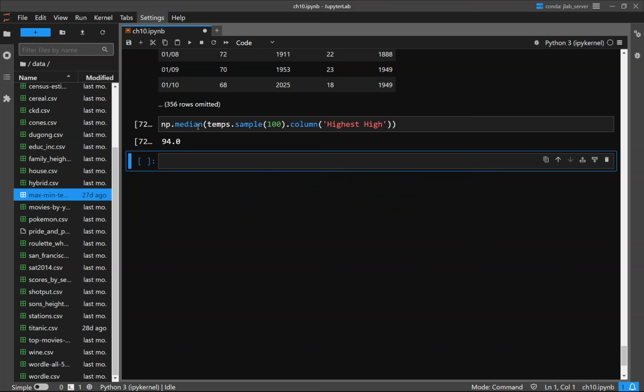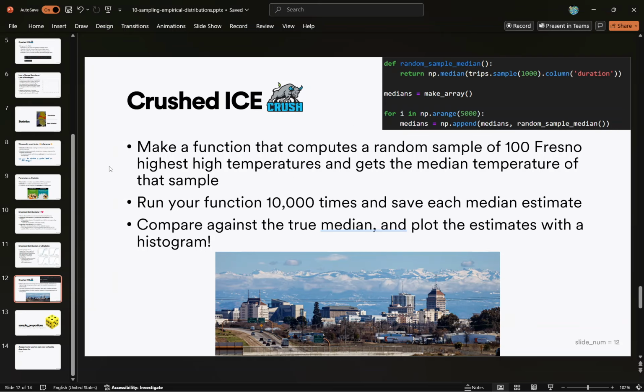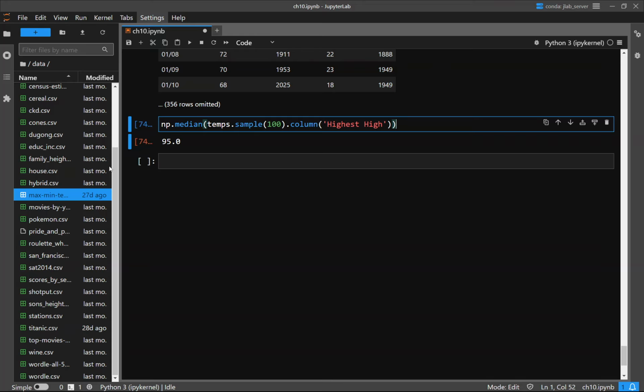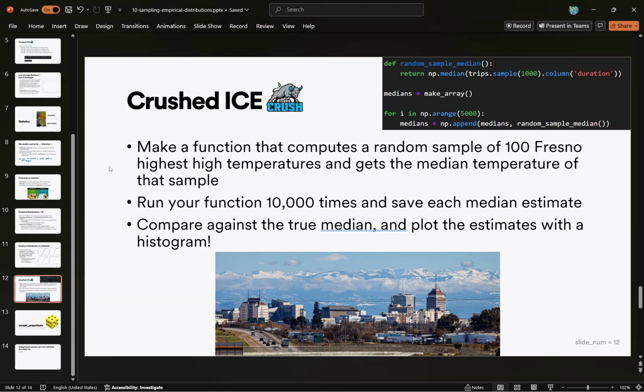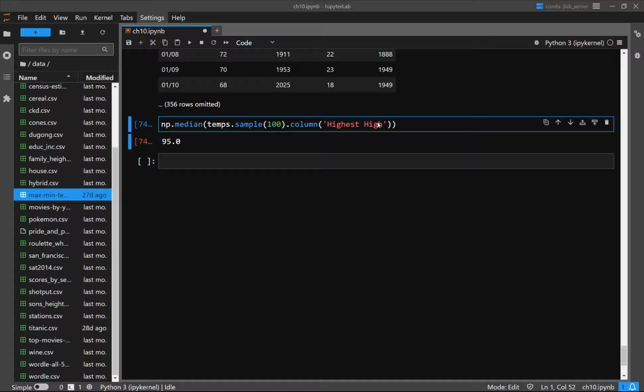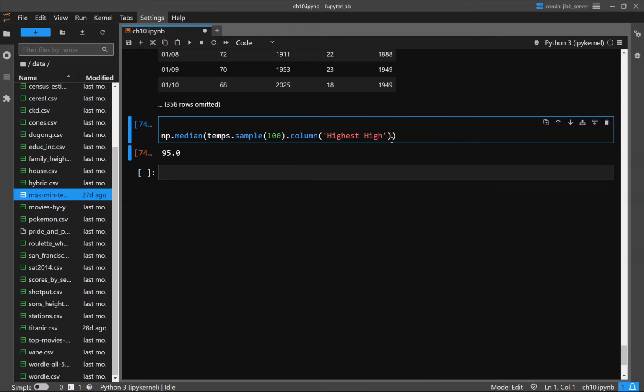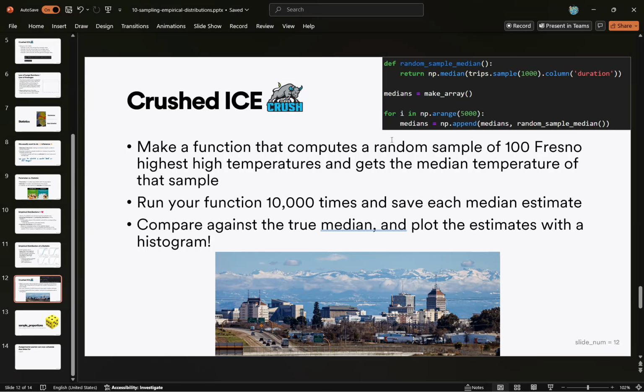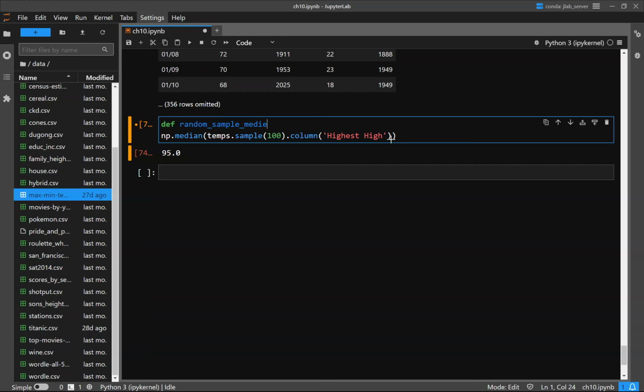Np.median over all that. So apparently it was 94 this time, 91 this time, 95 that time. Okay, so those are those values. Does that make sense so far? That's how you get them. And I just want to make 10,000 of those. I want 10,000 estimates, please. So I can essentially do all this over again. I can make a function that does this for me, def random sample median. I could redefine that function, I guess, if I wanted to. Random sample median, and I can call it like that.